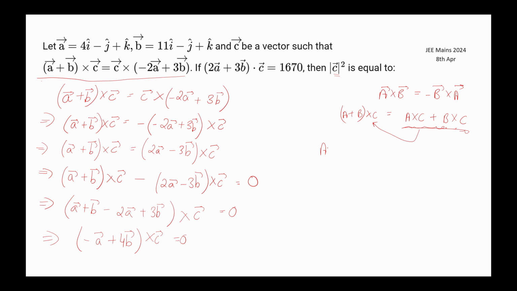If we have A vector cross B vector is equal to 0, what does this imply? This tells us that A vector and B vector are parallel. I hope you all remember whenever the angle between A vector and B vector used to be 0 or 180, that time their cross product used to come out to be 0. That means these two vectors here, this vector and C vector, are parallel to each other.